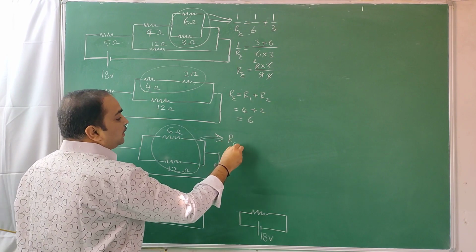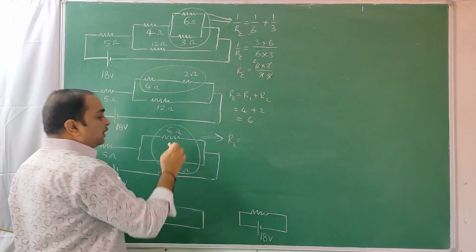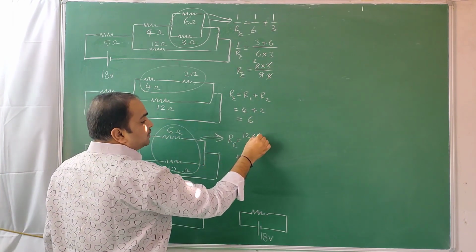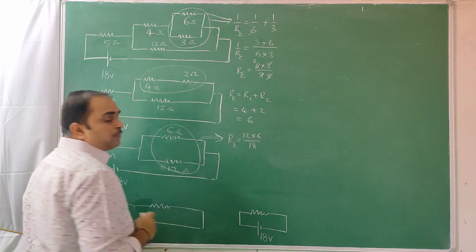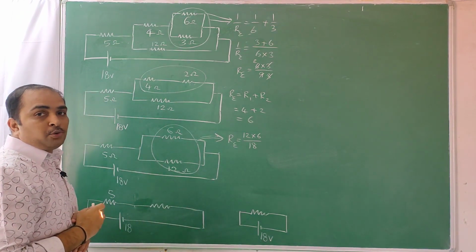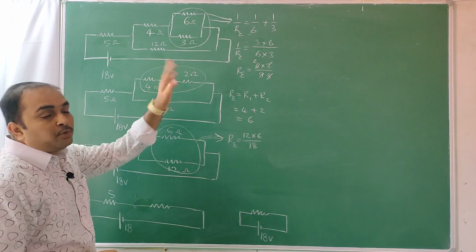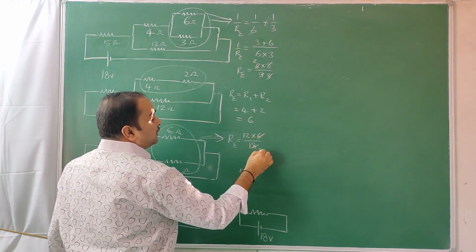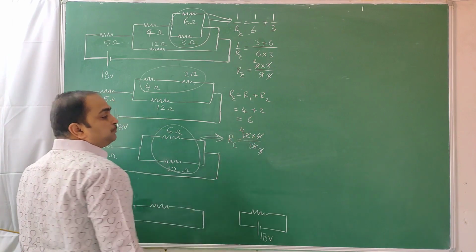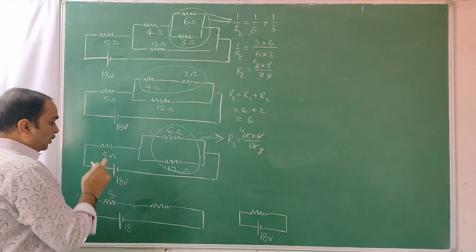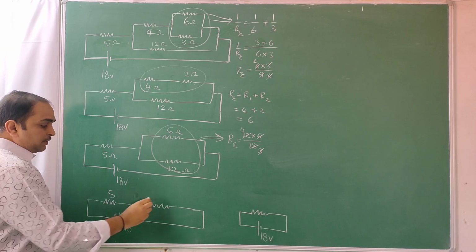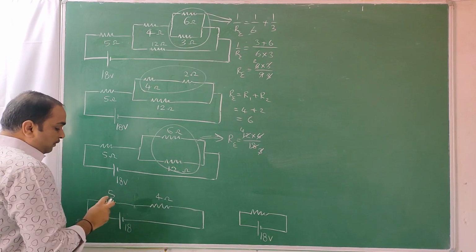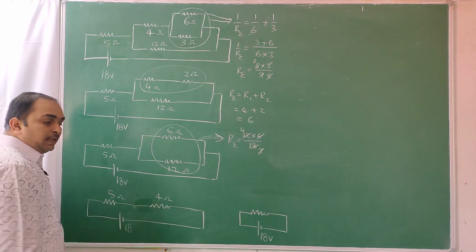So R equivalent is like this: individual resistance multiplication, 12 into 6 by 12 plus 6, that is 18. You have to do this only when there are 2 resistances. When you have 3 resistances, you have to do 1 by 6 plus 1 by 3 plus so on, like that. 6 ones are 6, 6 threes are 18, 3 fours are 12. So this is to be replaced with 4. This 5 as it is, this 18 as it is. So this is 4. 5 ohms plus 4 ohms is 9 ohms.